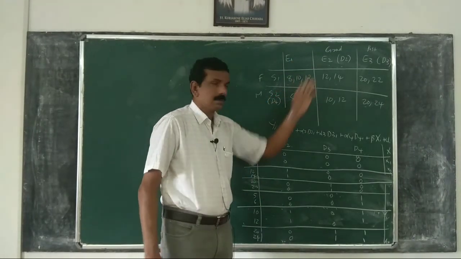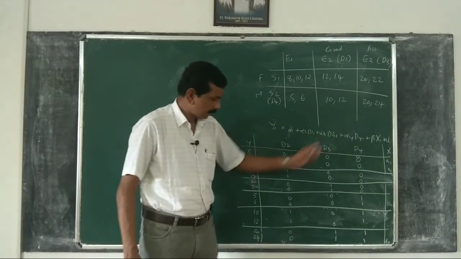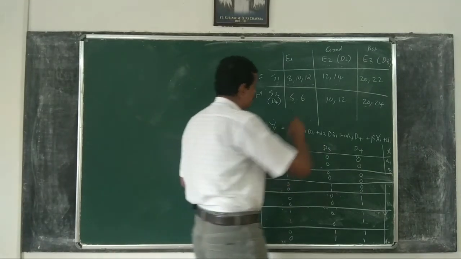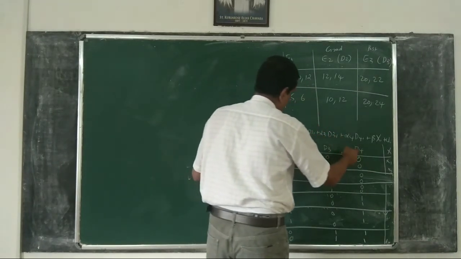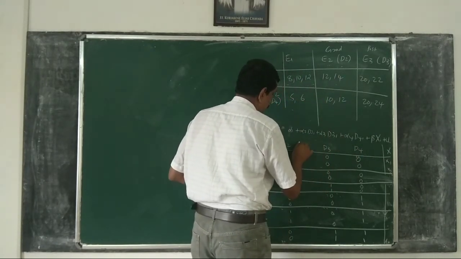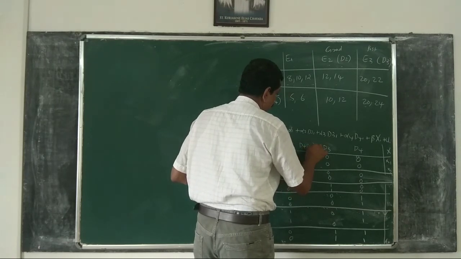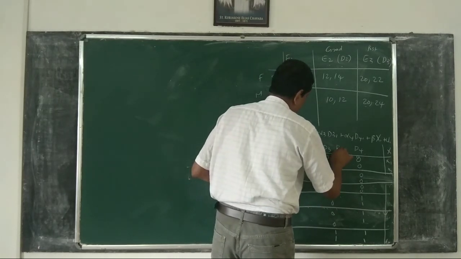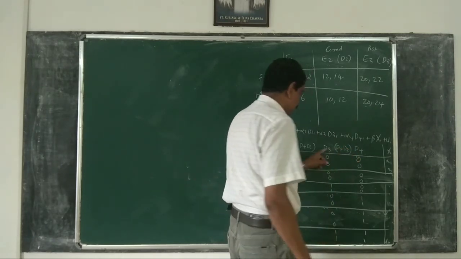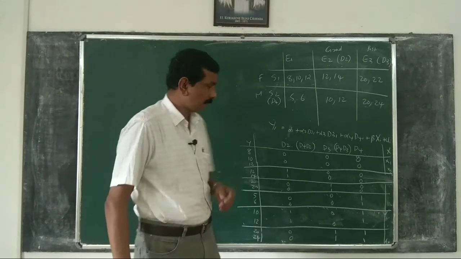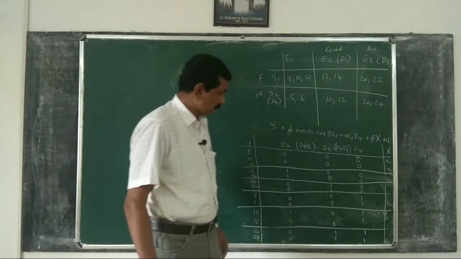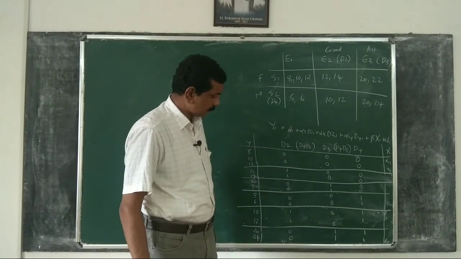Now we have two qualitative variables. Our data is like this. If you expect that gender interacts with education, you need another variable, D4 into D2, and D4 into D3, not D2 into D3, because that is the same level of education. So D4 into D2, D4 into D3. That is the interaction terms.